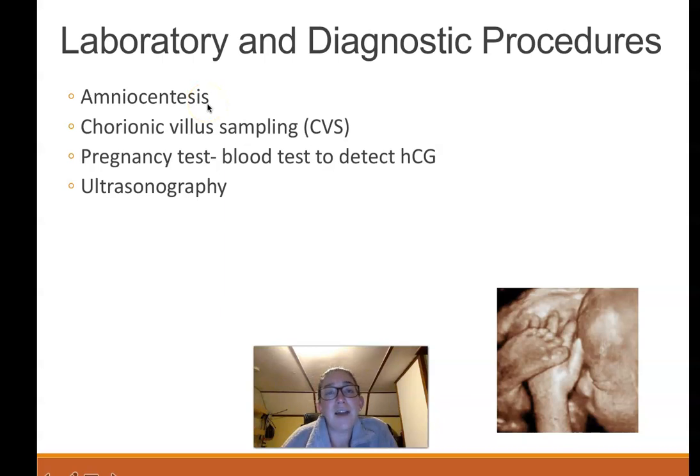Now there's actually a lot of blood tests. A lot of diagnostic testing can be done with blood samples, looking for things like genetic markers for Down syndrome, cystic fibrosis, and spina bifida, which I think can all be checked with blood tests now during pregnancy.